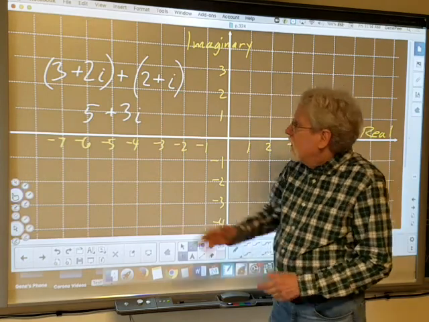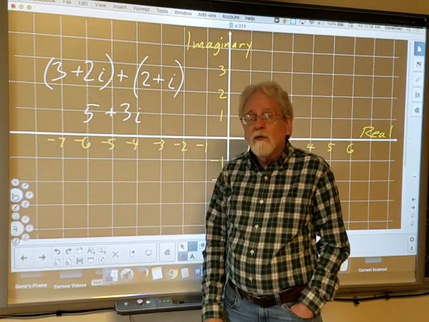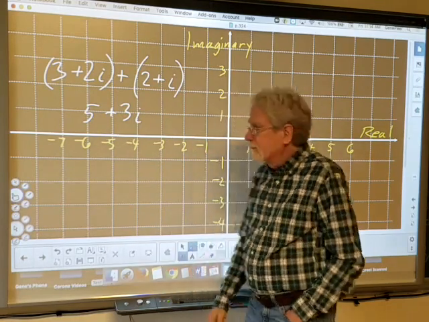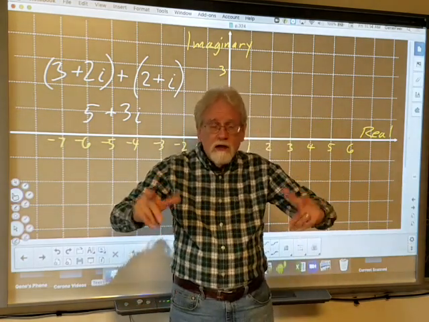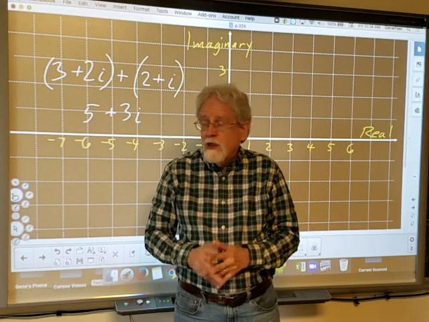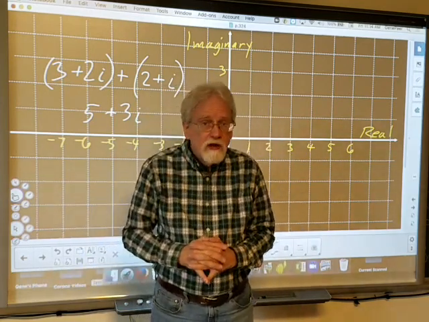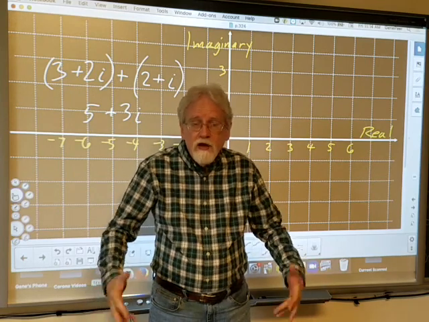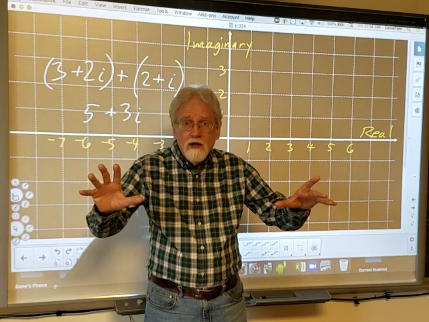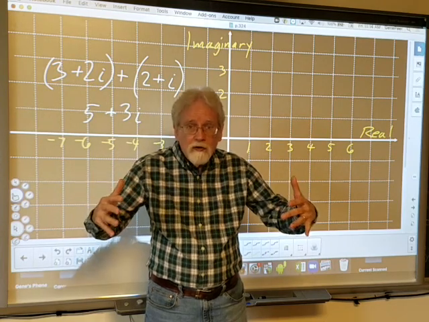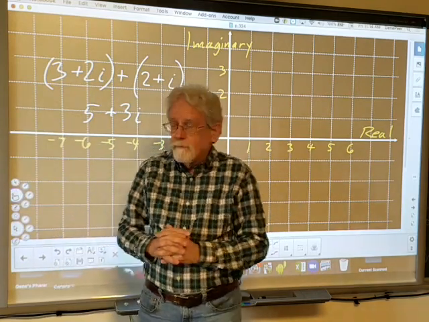Worth noting, by the way, that when you add two complex numbers, you get another complex number. Always. We say the set of complex numbers is closed under addition. It's also closed under subtraction. We're going to see in the next section that it's also closed under multiplication and even division. Closed means if you perform the operation on two complex numbers, you get another complex number. It doesn't jump out and give you something new.